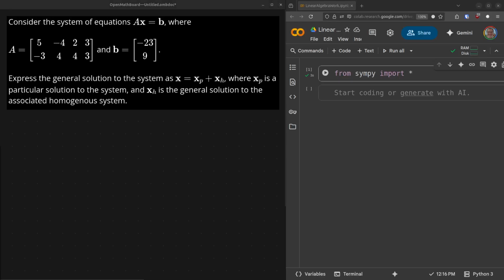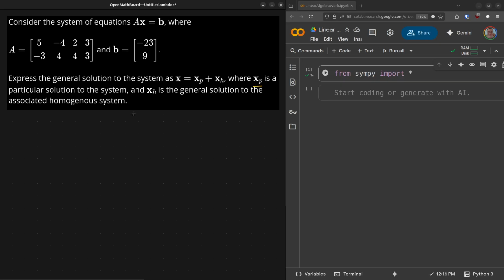Let's take a look at an example. We have a system of equations Ax equals b, where this is the coefficient matrix A, this is vector b. We want to express the general solution of the system as a sum of some particular solution to the system plus the general solution of the homogeneous system. Okay?